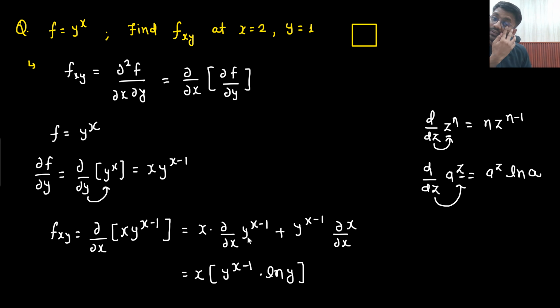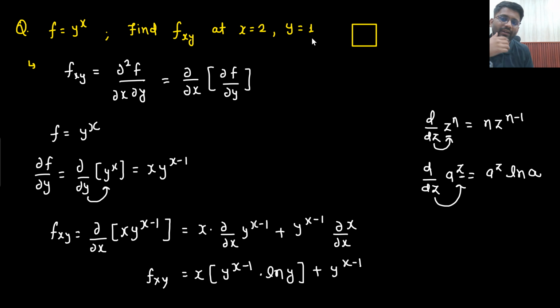X was there as it is. What is the differentiation of a to the power z? Because this is the constant, a to the power z or a to the power x. So a to the power x, whatever that is there as it is, then differentiation of x minus 1, that will be 1, and then ln y plus y to the power x minus 1 and del x by del x, that is 1 only. So this is the answer that you are getting. This is your final fxy.